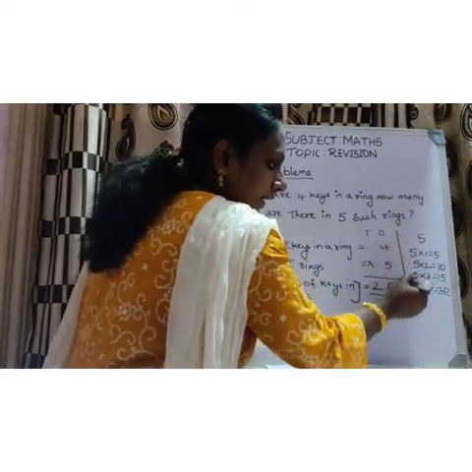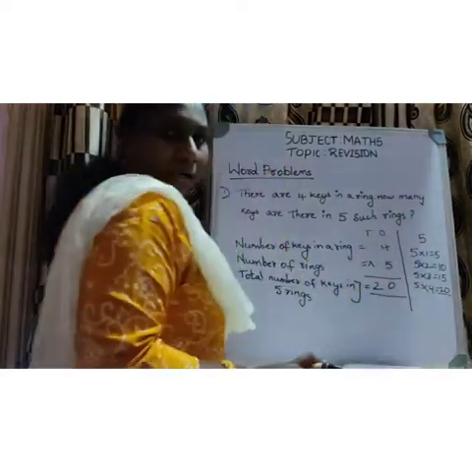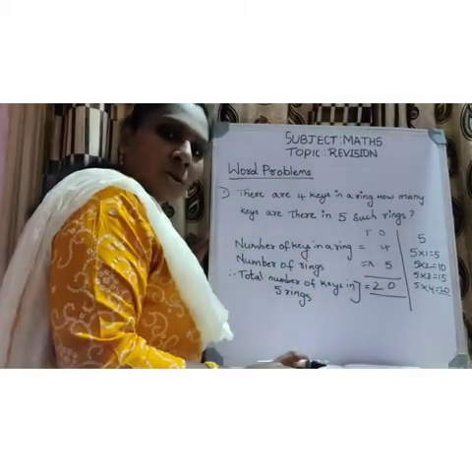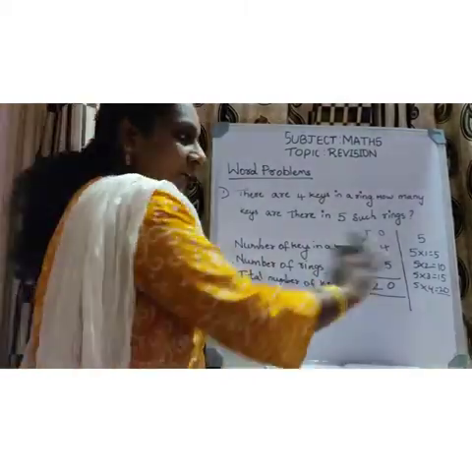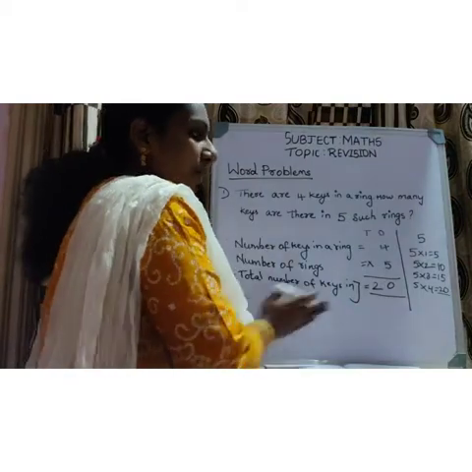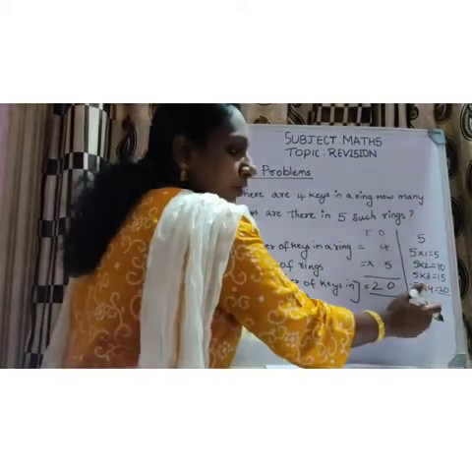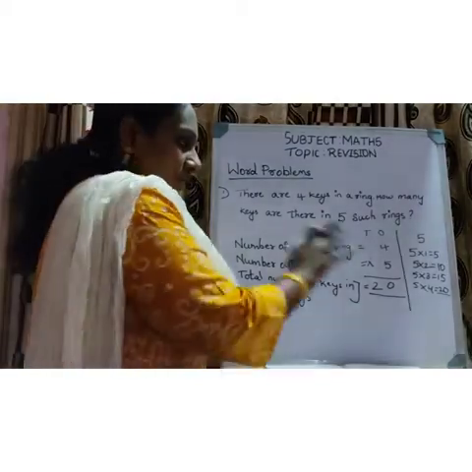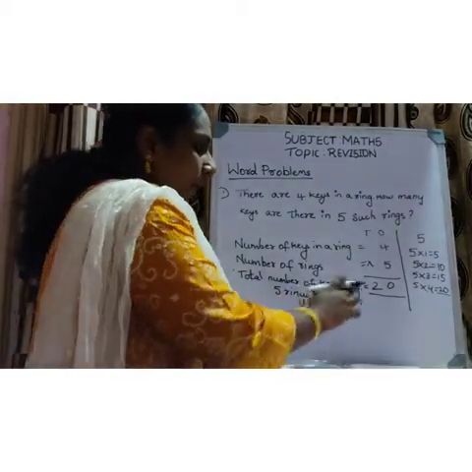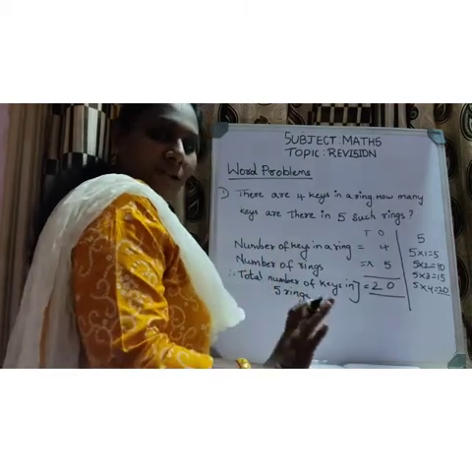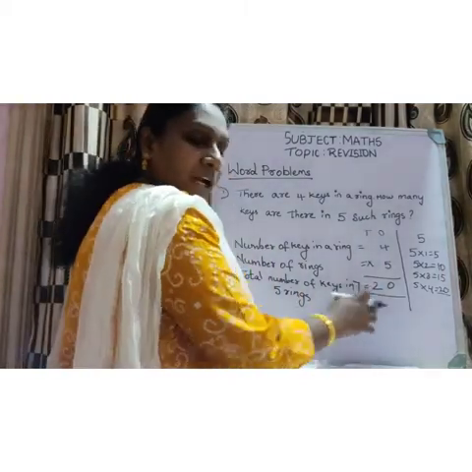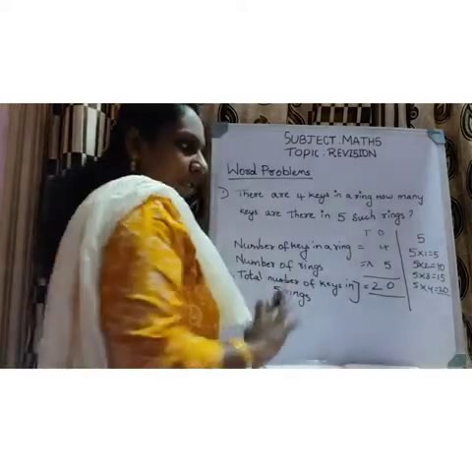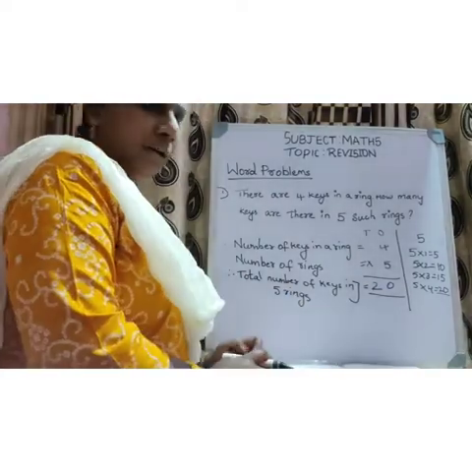Just draw the line and write the tables next to that. This is how you should write in the test also. Don't leave any point. The statement you should write, you should do the multiplication, and the table is a must. Understood, children? So totally how many keys are there in 5 rings? There are 20 keys. This is how you have to write it.